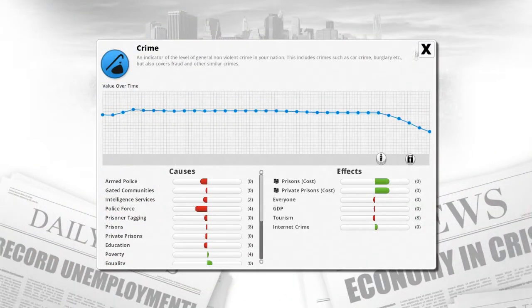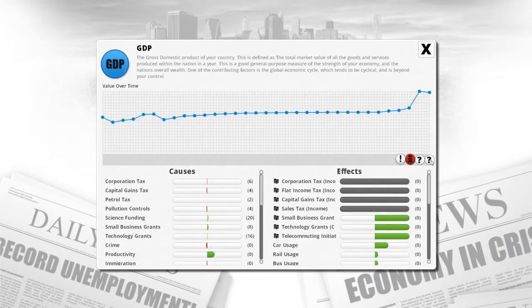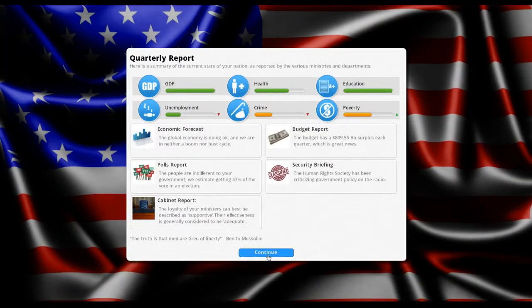I agree. See, crime's going way down. Unemployment's going down. That's good. Oh, did the merger? Where'd the merger? I don't see. I don't get it. Oh well. Oh wow, GDP is seriously huge. What did the housing expansion? Made it go up by 2%. Got a credit rating upgrade, made it go up. Nobel Prize. That's good. Criticizing government policy on the radio. Oh my gosh, we have a huge surplus.